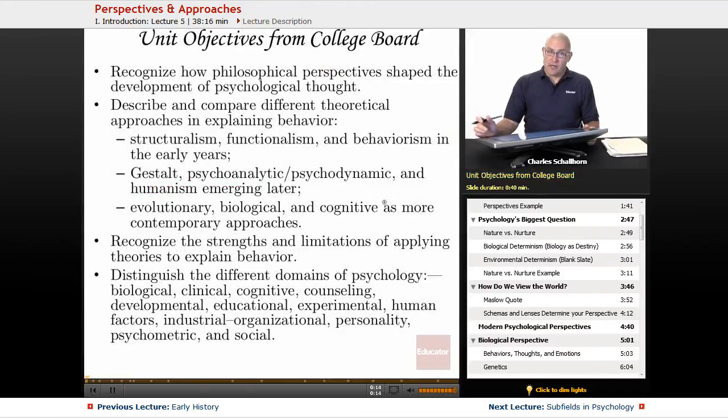Now, as a reminder, we have the unit objectives from the College Board, and I'll go through these quickly with you. The objectives from College Board: how do the philosophical perspectives shape the development of psychological thought? We've done that. Describe and compare different theoretical approaches in explaining behavior. We've done that. But now we're getting into the more contemporary approaches, and we're going to look at both the strengths and the limitations of applying those theories to the behavior. And in a later lesson, we'll be doing this next bullet.